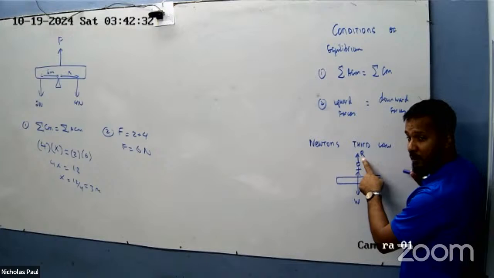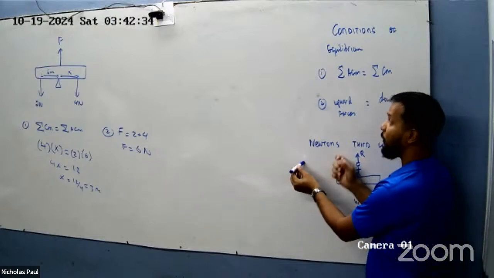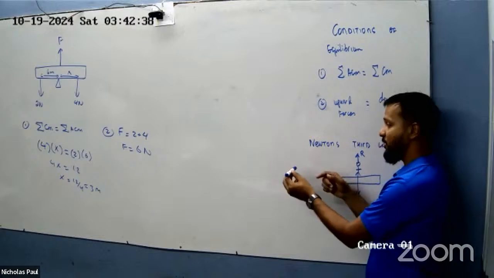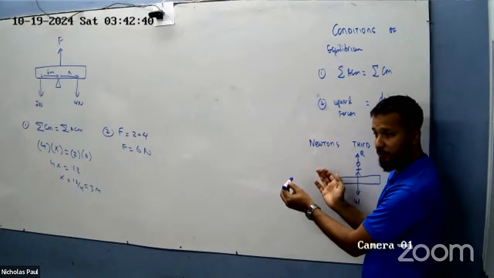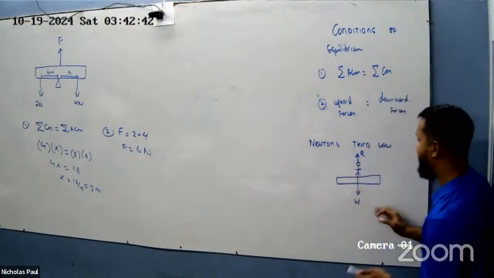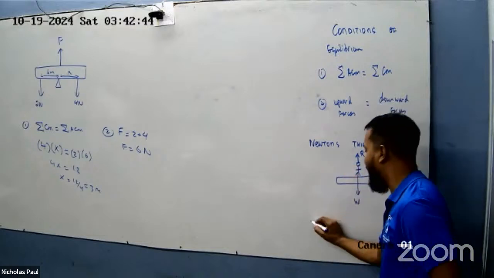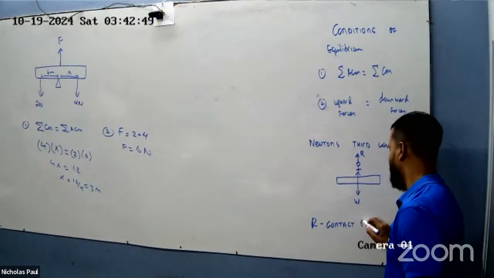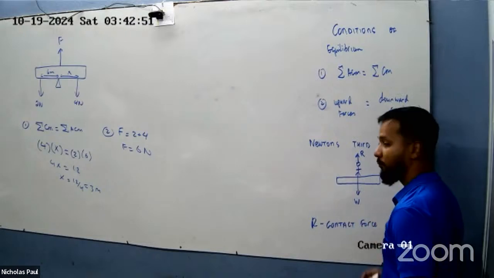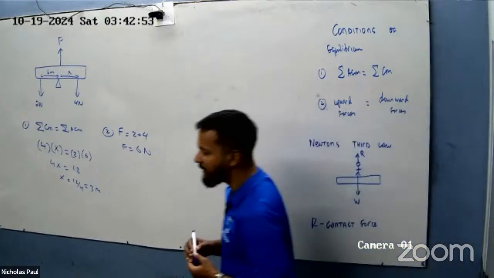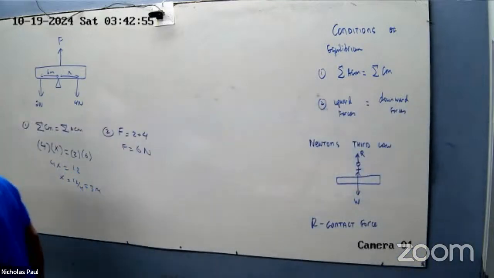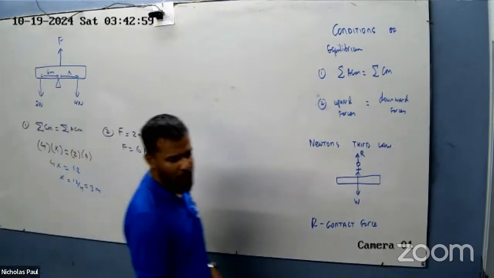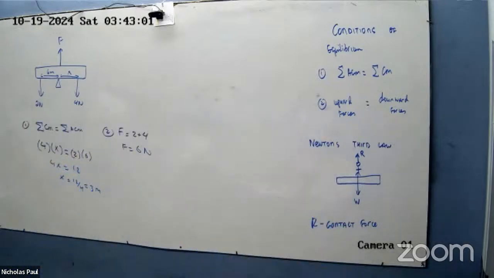That's okay? So this marker in contact with this whiteboard has a contact force. If it's not in contact, no contact force. That's okay? So I just wanted to make a note of this, right? This R is what we call contact force. Once you're in contact with a surface, you have that contact force. Okay? And then we'll go back to our first scenario on principle of moments, right?